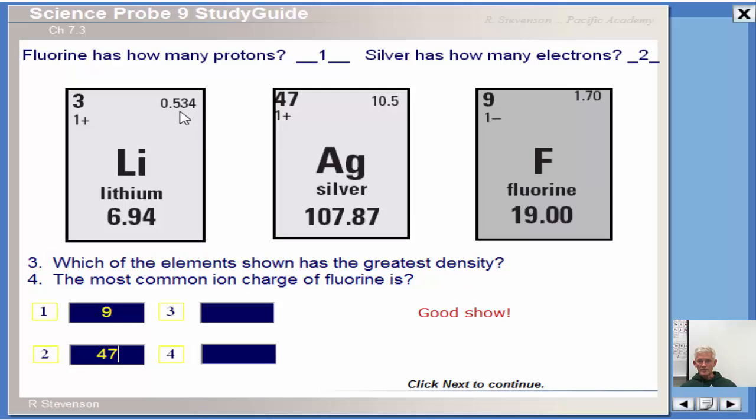Which of the elements shown has the greatest density? I see 0.5, 10.5, 1.7. As you might expect, silver, with its greater mass, has also a greater density. So, which one? Ag, silver. Impressive. The most common ion charge of fluorine is, fluorine actually only has one shown here, 1 minus. Should be acceptable either way. Hopefully on the computer I've made it that way, but wow. So moving right along.